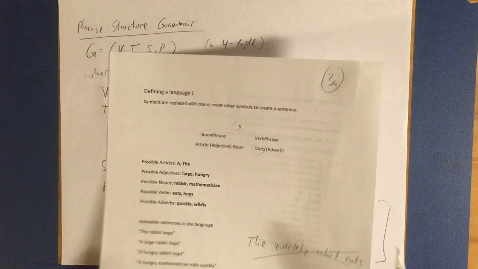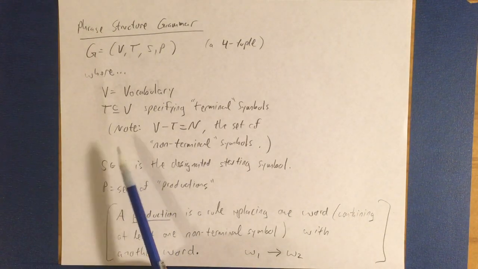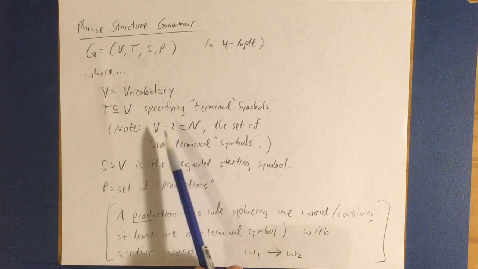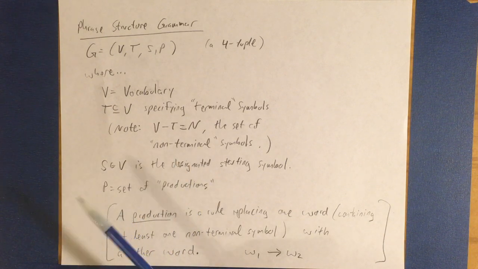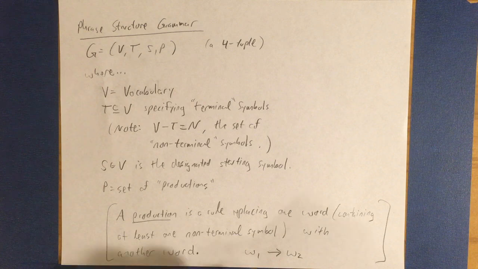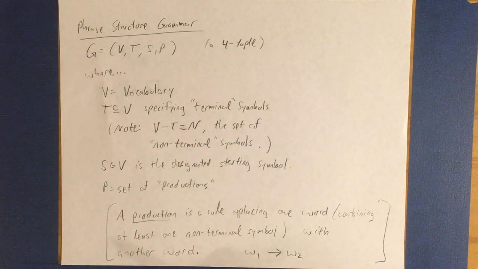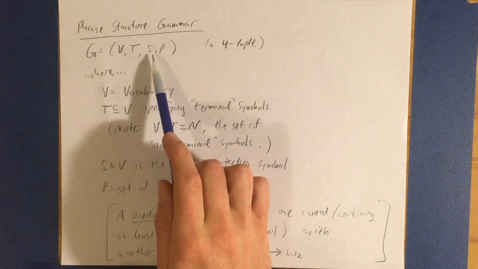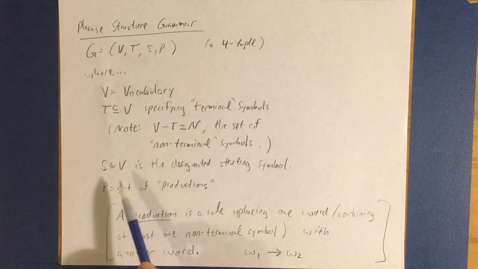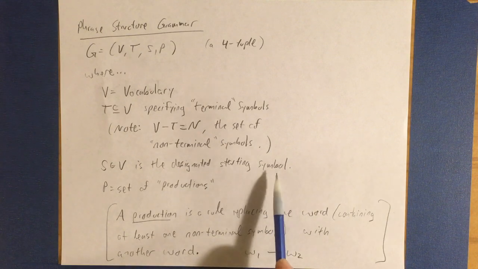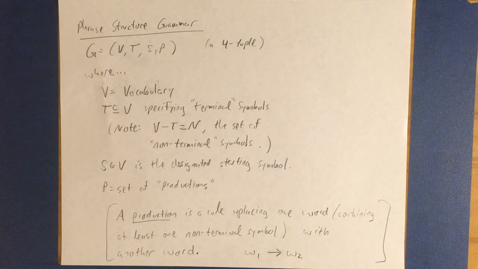In our example over here, that would be the set of bold words down here that were allowed to be in the final sentence. And note, by the way, if you take V minus T, which is like the complement of T in the vocabulary, that's called N, and that's the set of non-terminal symbols. Occasionally we'll talk about the elements of N, and those would be just non-terminal symbols. Then the next thing here is S. S is a specific element of the vocabulary designated as the starting symbol, and it's literally just called S almost all the time, like S for start, I guess.